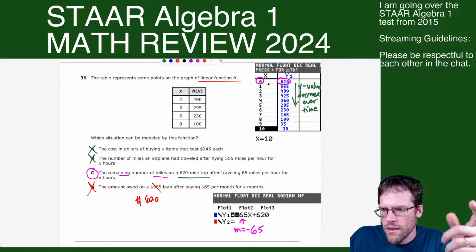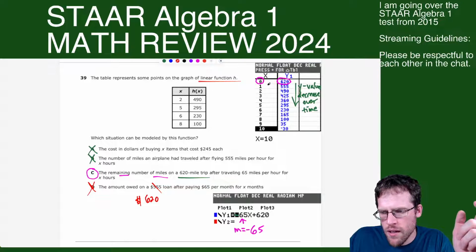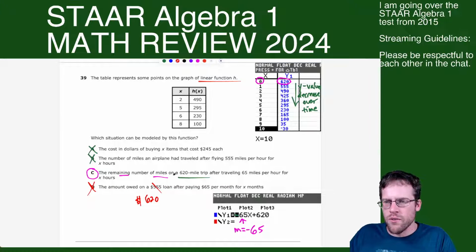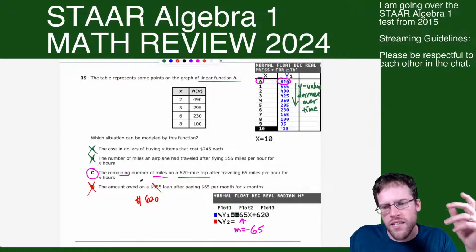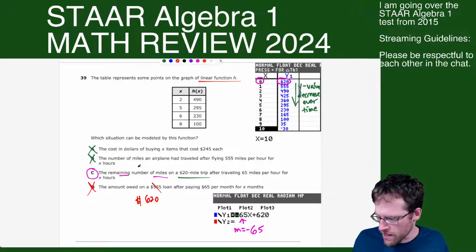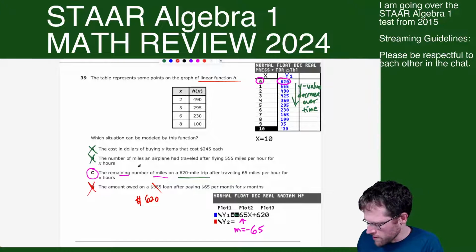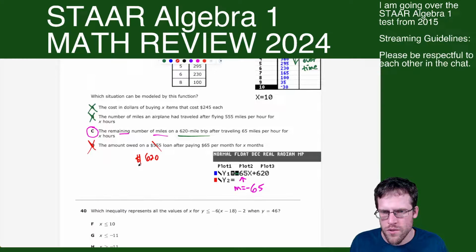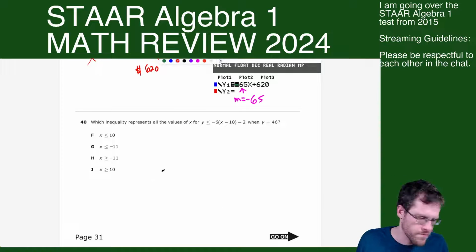But the problem is, if you're paying $65 a month for X months, this is saying after 1 month you owe $555. But no, you just made a payment of 65, so it'll be $555 minus 65, which is $490. So that's why D is out. It's just off by a little bit. So C is definitely the answer. All right, moving on. So now we go to the inequality.